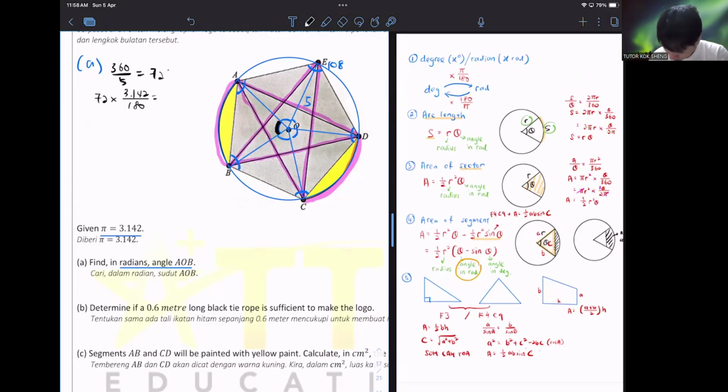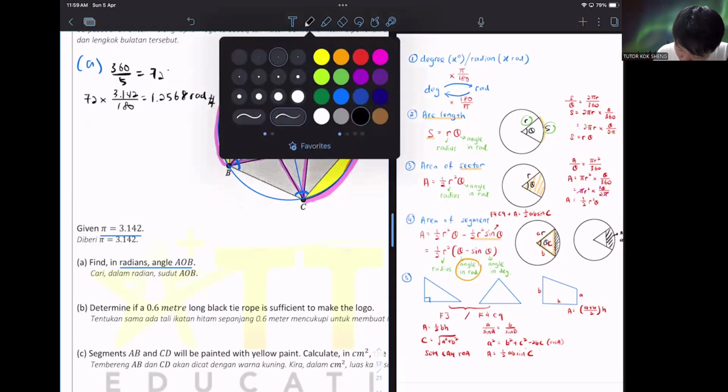They never say how many decimal places, right? So I make it 1.2568. Okay, I write everything now. Okay, done. Only one mark.